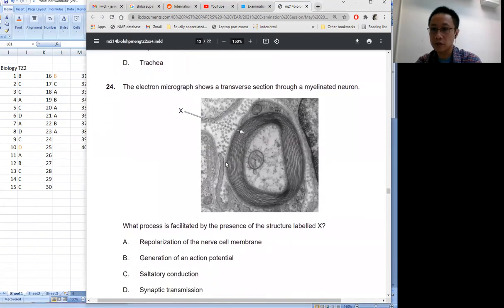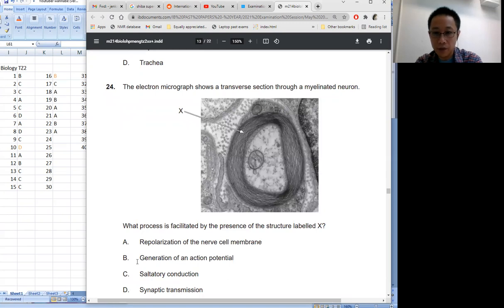The electron micrograph shows a transverse section through a myelinated neuron. What process is facilitated by the presence of the structure labeled X? The myelin sheath allows the flow of ions to remain intense. Being more insulated from the aqueous surroundings, it most likely reduces the attractive forces exerted by the surrounding water molecules on the high concentration of sodium ions, which are themselves polar. But that's how insulation works, I guess. I'm not sure whether that's a legit explanation, but that's what I tell my students all the time anyway.